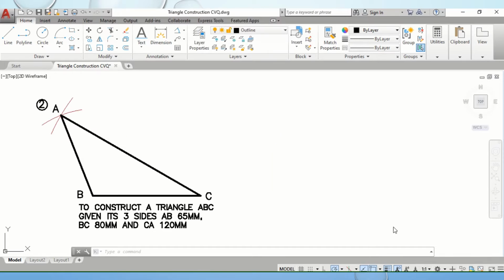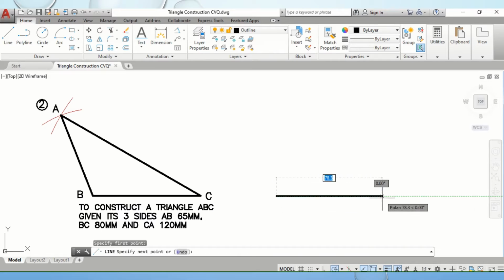Next, we have a construction where we are constructing a triangle ABC, given three sides. So in this case, the triangle has different lengths of sides. We have the measurements here: 65 millimeters, 80 millimeters, and 120 millimeters. We're going to start with the base. If it's a triangle ABC, then the base is going to be BC. So we're going to start with the base, and the base in this case is 180 millimeters.